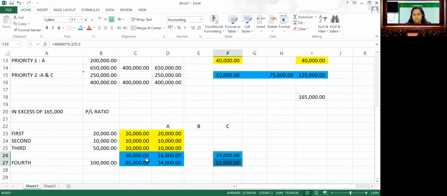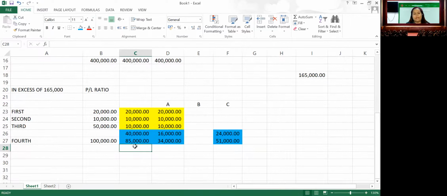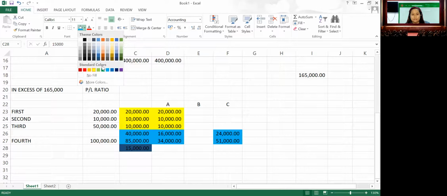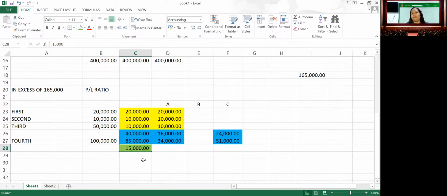Okay, so ibig pong sabihin, yung blue natin, total nito, 125,000 na. Yung si A, 16 plus 34, 50,000, which is the second priority sa kanya. Si partner C, ang total nito is 75,000, which is the second priority sa kanya. Do we still have enough money to be distributed? The answer is yes. 100 dito, meron ka pang 85. Okay? So, namigay ka na ng 85. So, meron ka pang natitirang 15,000. Okay? Ano itong 15,000 na to? Actually, yung 15,000 is the excess already.